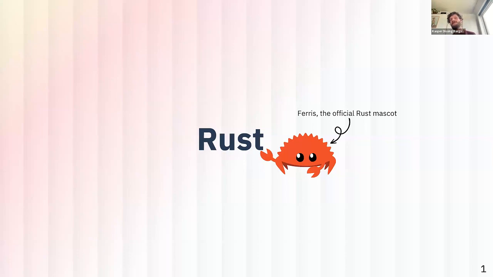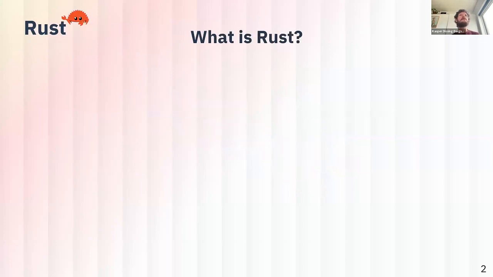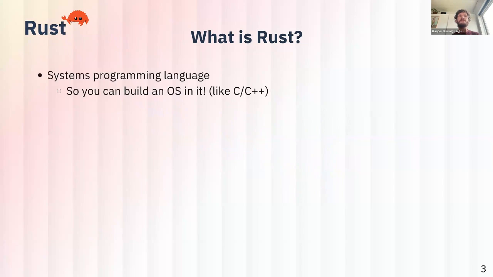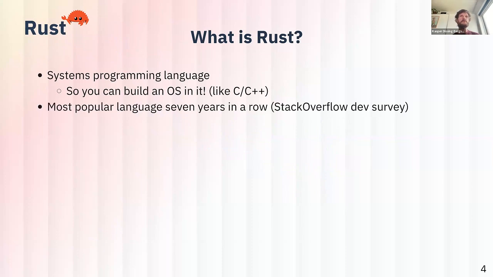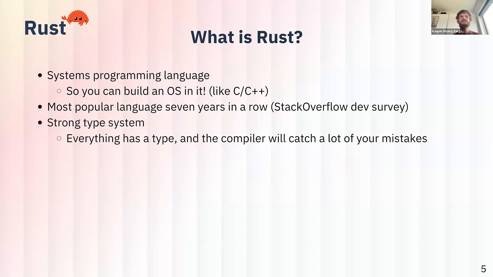All right. So Rust has this mascot, the official mascot, which is called Ferris. So that one will follow us along. So what is Rust? It is a systems programming language, so you can build an OS in it, like C and C++, which is quite cool. So you can build all sorts of programs in it. It's the most popular language 7 years in a row. Maybe it's 8 now, actually, according to the Stack Overflow developer survey.